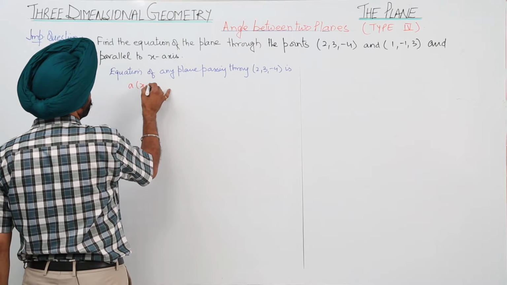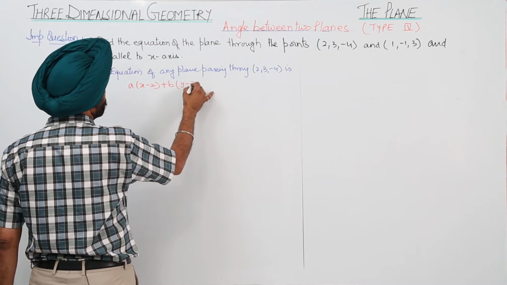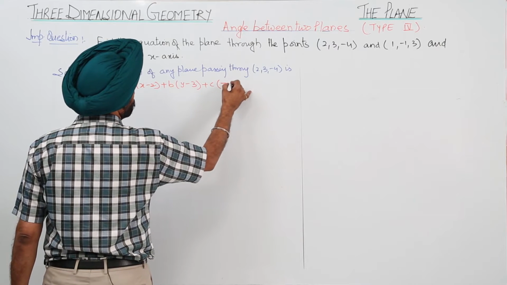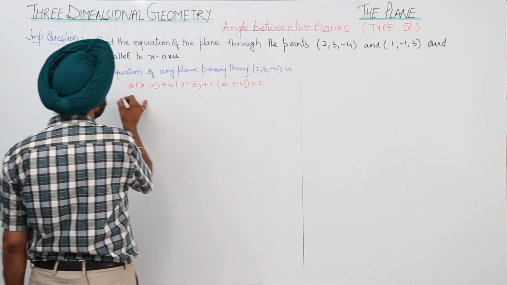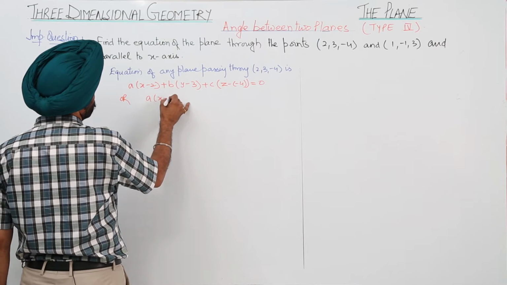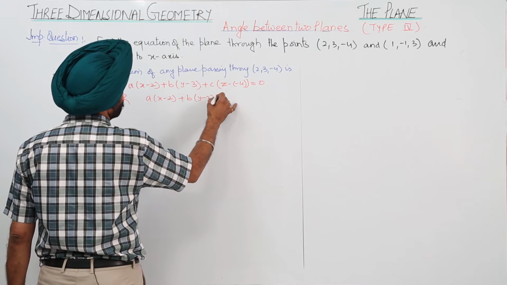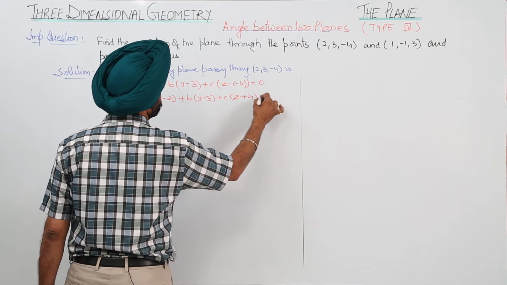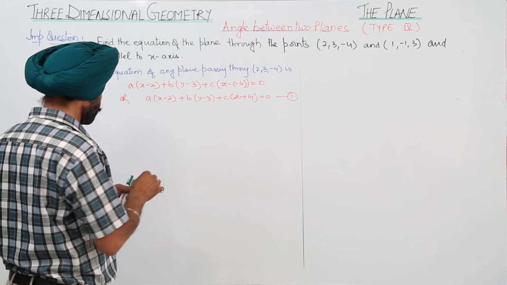a(x - 2) + b(y - 3) + c(z - (-4)) = 0, or a(x - 2) + b(y - 3) + c(z + 4) = 0. This is equation 1.